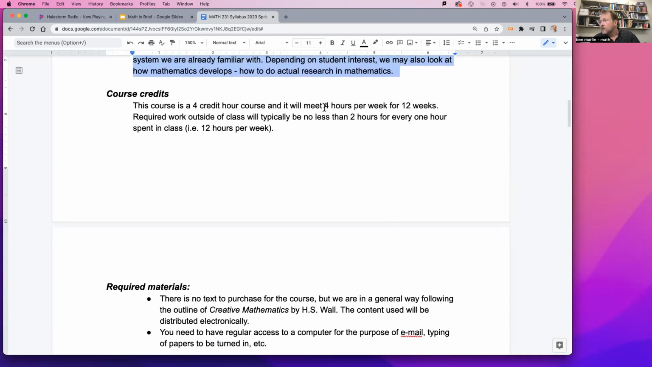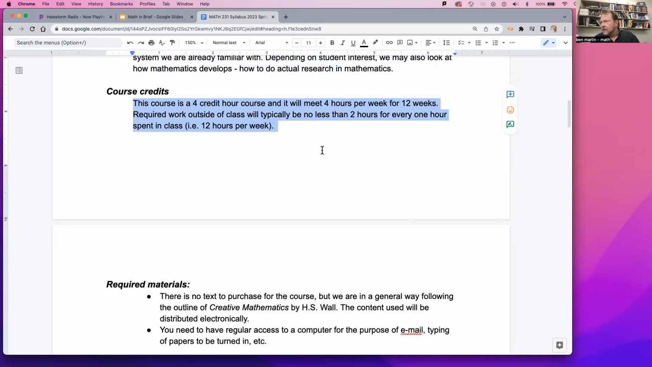It's a 4-credit course, and I have to put in here how many hours per week that I think that you'll spend on it. Not sure that you'll really be spending 12 hours a week outside of class on it, but hypothetically, that could be the case. Okay.